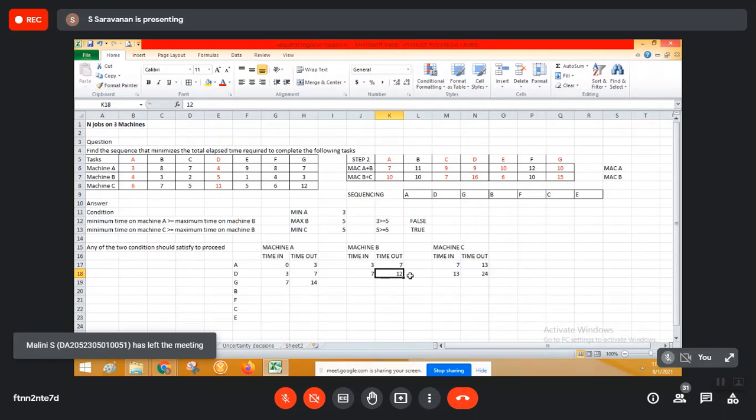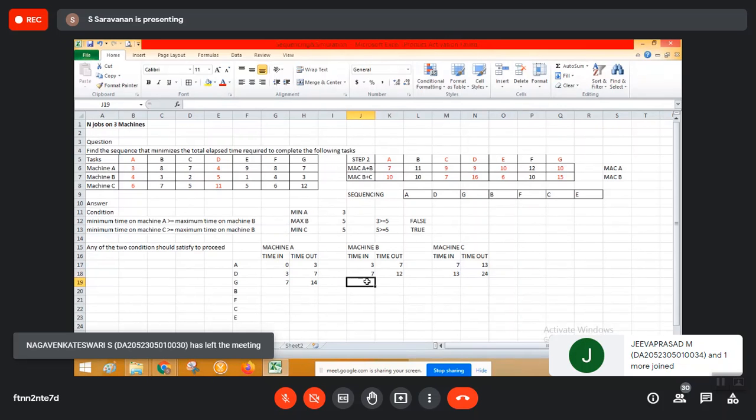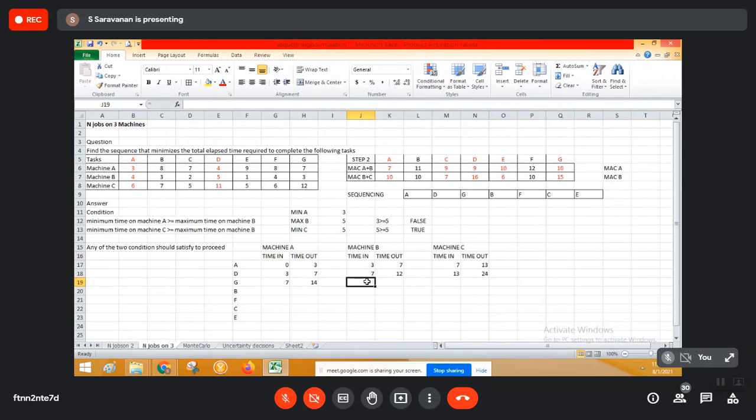Machine B. 14, we have to choose 14, because we cannot choose 12. The job is out at 12, but machine A has processed until 14. So for 2 minutes, there is no other choice. Machine B has to wait. Now what is this? Idle time. Am I right? The machine has completed its activity at 12, but it can accept the job only at 14.